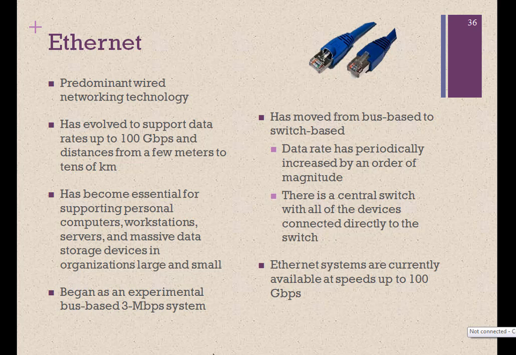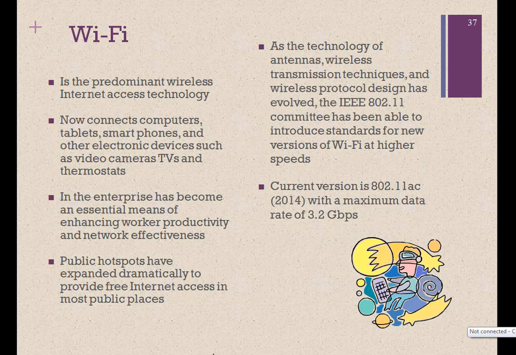It has evolved to rates of 100 Gbps and distances from a few meters to tens of kilometers, and has become essential for supporting personal computers, workstations, servers, and massive storage devices. Its original bus-based 3 Mbps system has moved up to bus-based or switch-based systems. Its data rates periodically increase by orders of magnitude. It works as a central switch for other devices, and Ethernet systems are currently available at speeds up to 100 Gbps.